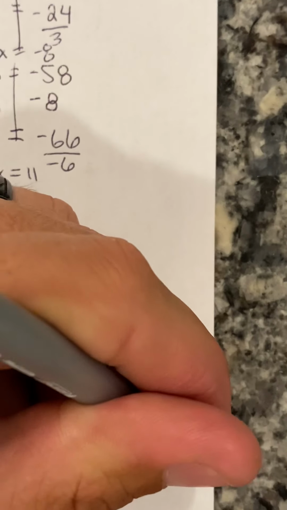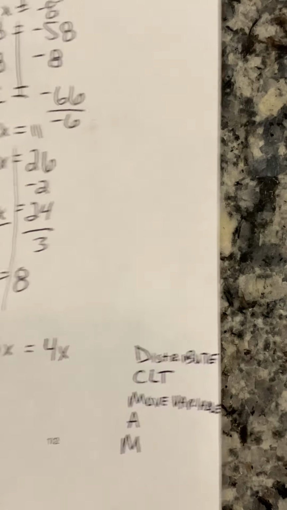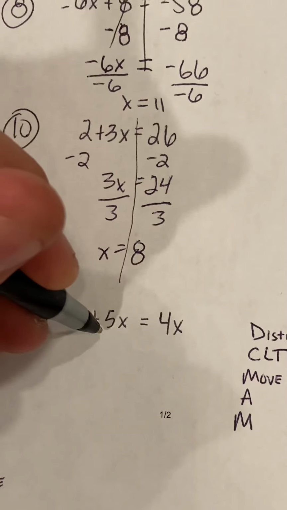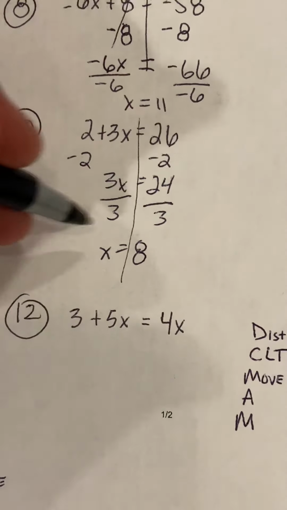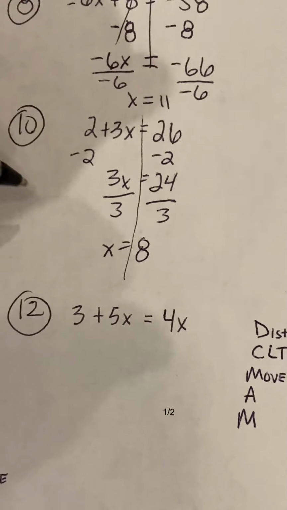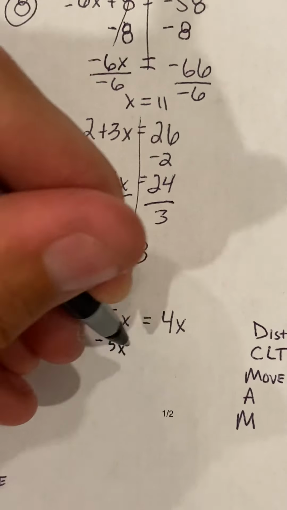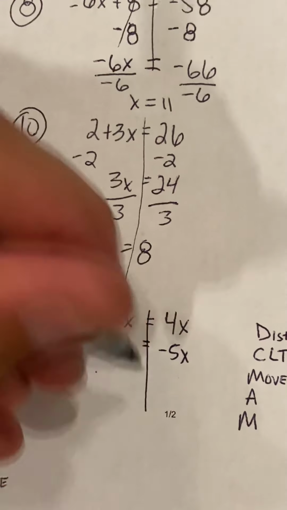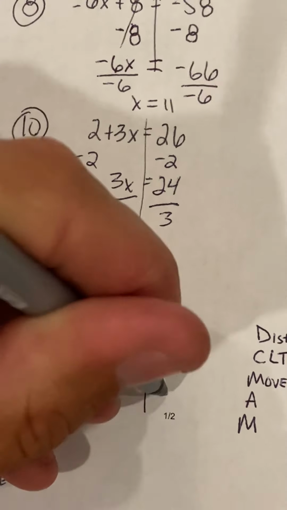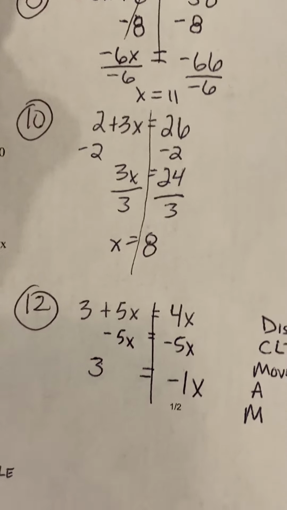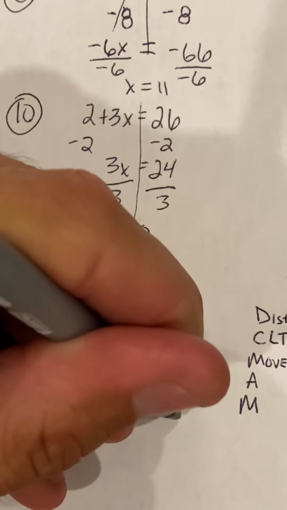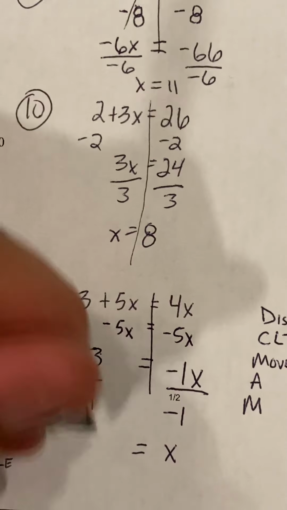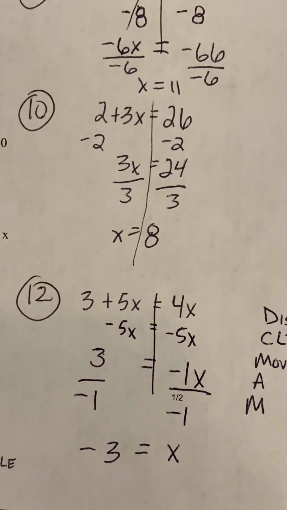Kind of running out of room here. I do have to get my variables to the same side. Which way I go, it doesn't matter. I could subtract 5x from both sides. I could subtract 4x from both sides. I subtract 5x from both sides, and I simplify. 3 is going to equal negative 1x. Now how do I get rid of a negative? I divide by a negative. So if I divide both sides by negative, x equals negative 3.